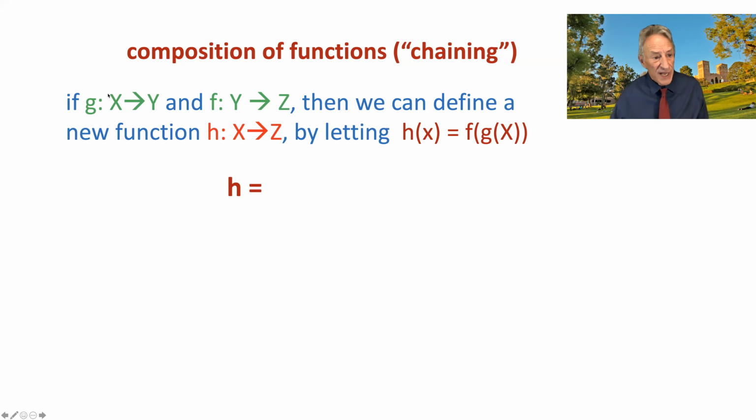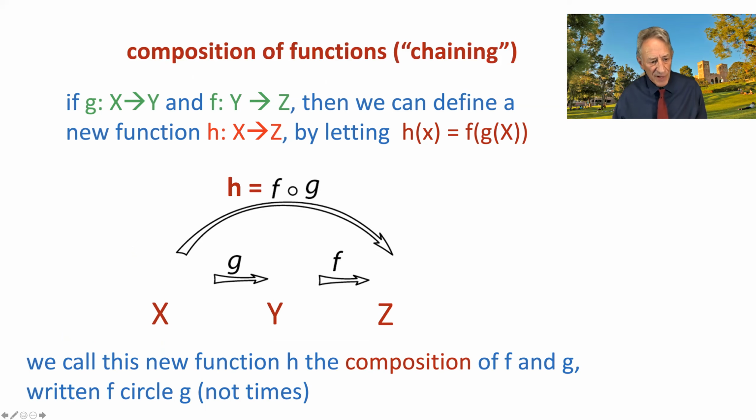And that new function h is going to take x to z. And h is defined as f of g of x. So h of x is f of g of x. We can now write the configuration in this way. Here's g taking x to y. Here's f taking y to z. And now f of g, which is the function h, is going to take x to z.